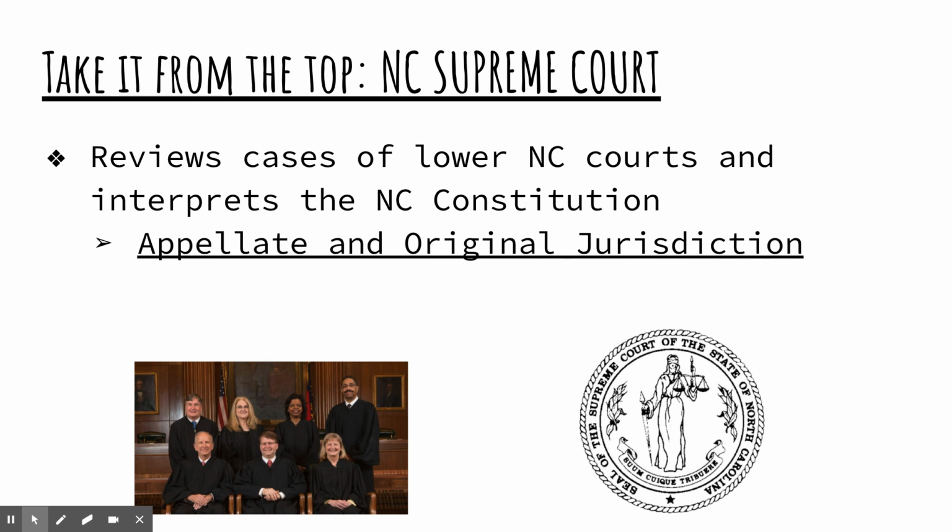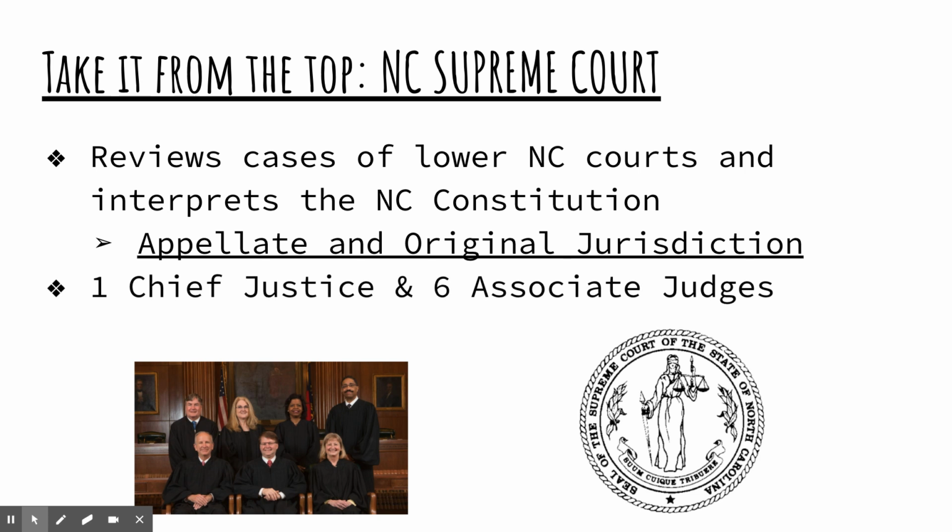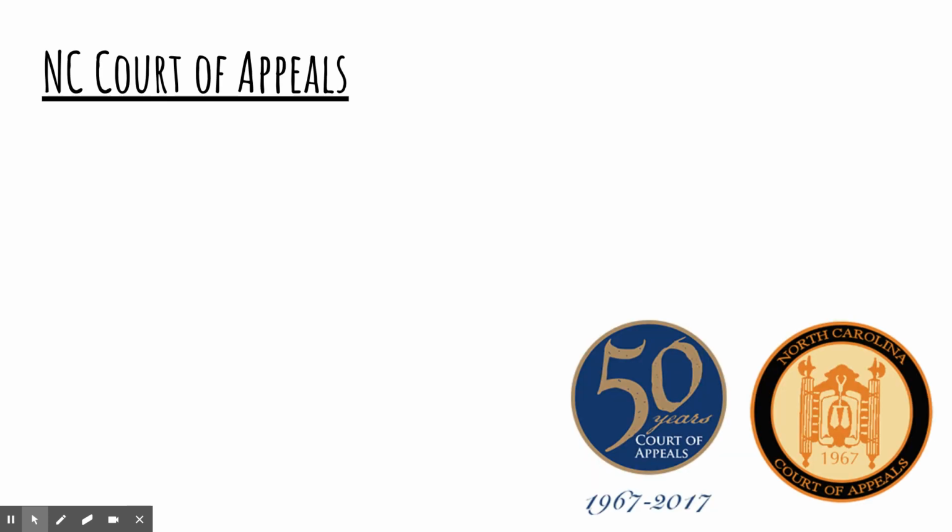So the North Carolina Supreme Court, they have both appellate and original jurisdiction. Okay, they have 1 Chief Justice and 6 associate judges. And they are elected by the people of North Carolina during our election cycles. So that's different from the U.S. Supreme Court because they are appointed, right, by the president, and the Senate confirms them. But in the North Carolina Supreme Court, they are elected by the people.